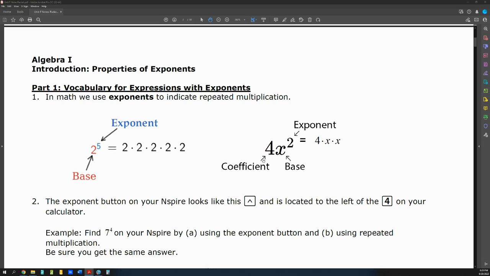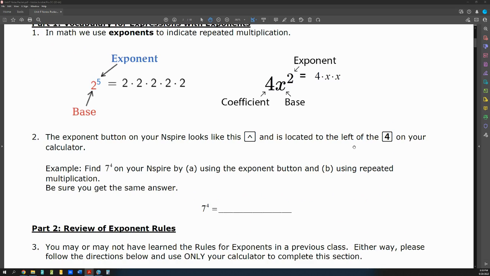When there's a number in front, the only difference now is that we have a coefficient. That's the number in front of that base. So again, that base is here, x, that can be a variable. And then our exponent is a number. And that tells us how many times we are multiplying that base by itself. So in this example, the coefficient would just be that number out in front, 4. And then we multiply our base by itself the number of times in the exponent. So we have x times x, or x times itself 2 times.